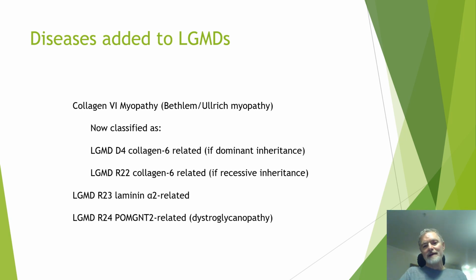Okay, there's a few diseases that were added to LGMDs. The most noteworthy of this was called collagen 6 myopathy, which is clinically referred to as either Bethlem or Ullrich myopathy. And it can actually have either dominant or recessive inheritance. So it's now called D4 if it has dominant inheritance and R22 if it has recessive inheritance. Before, it wasn't officially included as an LGMD, but now it is. And then there's a couple other types that are now lumped in with LGMDs.